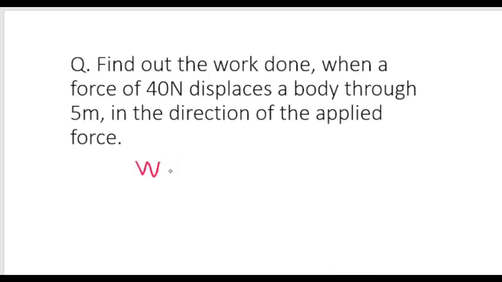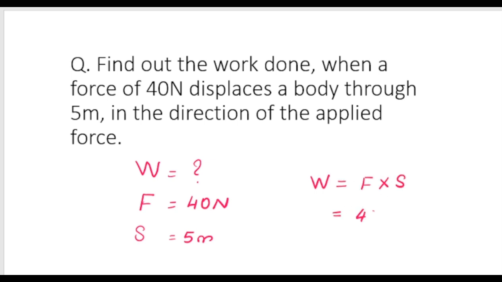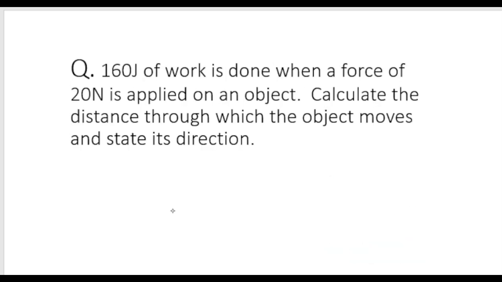Find out the work done. So we have to find the work done when a force of 40 Newton, F is equal to 40 Newton, displaces a body through 5 meter, S is equal to 5 meter, in the direction of the applied force. Again, it's a direct question, F into S. Each time you have to write the formula, then substitute 40 into 5. 200 joule is the work done.